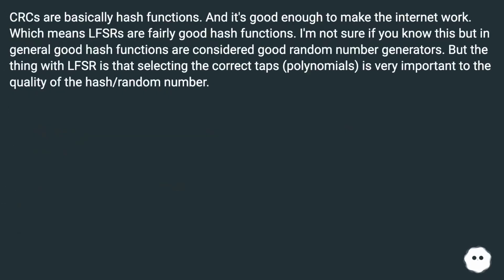CRCs are basically hash functions. And it's good enough to make the internet work. Which means LFSRs are fairly good hash functions. I'm not sure if you know this, but in general good hash functions are considered good random number generators. But the thing with LFSR is that selecting the correct taps, polynomials, is very important to the quality of the hash/random number.